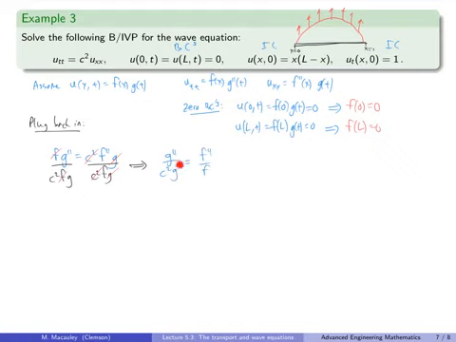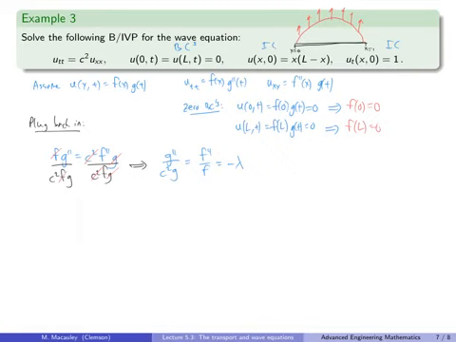So the left-hand side is a function of time, meaning it does not depend on position. And the right-hand side is a function of position. It does not depend on time. So whatever this quantity is, it doesn't depend on position or on time, so it better be equal to a constant. So let's call that negative lambda.